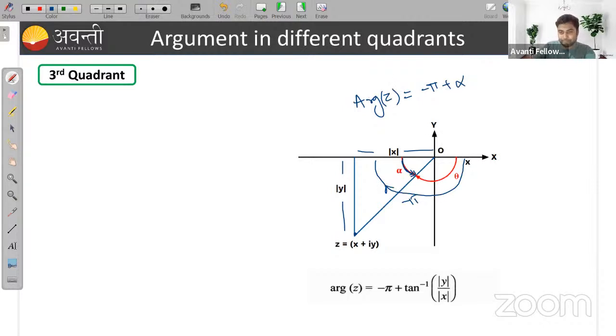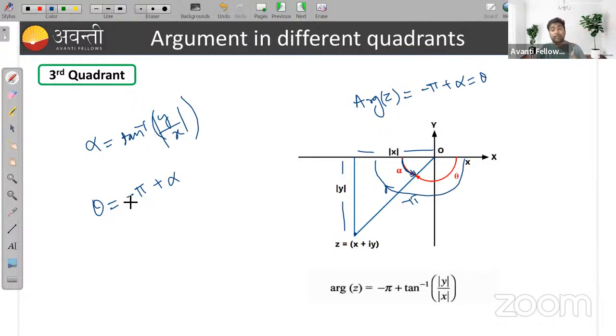Yes or no? So try to find alpha first. Here in this case, alpha becomes tan inverse of mod of y upon x. If alpha is tan inverse of mod of y upon x, then my theta becomes minus pi plus alpha. So when the complex number is lying in the third quadrant, the argument will be minus pi plus alpha. Is that clear to everyone?